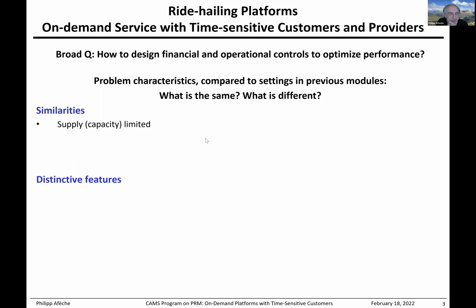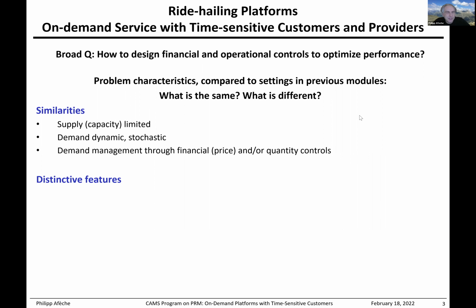So in terms of similarities, capacity is limited, at least in the classic setting in RM, and that's also an issue in ride-hailing platforms, right? Demand is dynamic, comes in over time, stochastic. And in terms of managing things, you can certainly use demand management tools, financial controls, pricing, quantity controls like booking limits and accept, reject requests and so on.